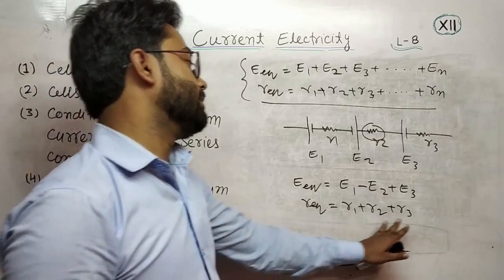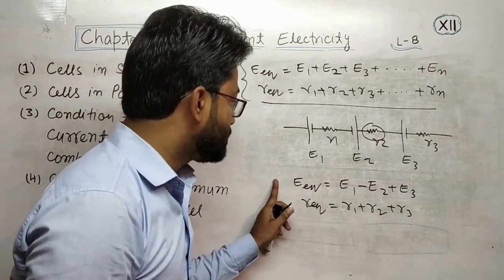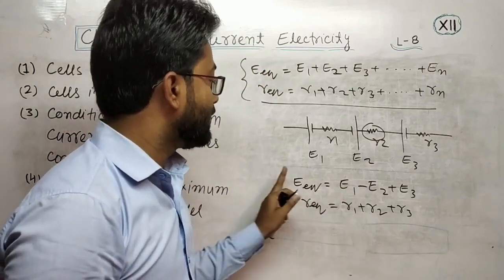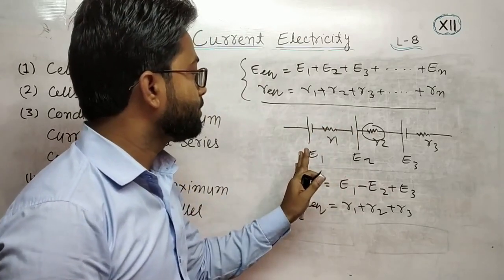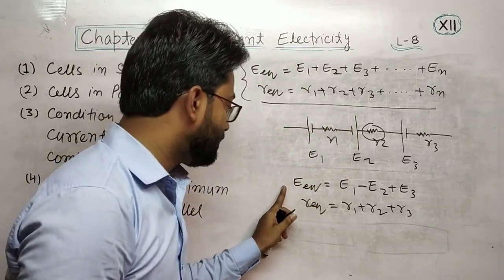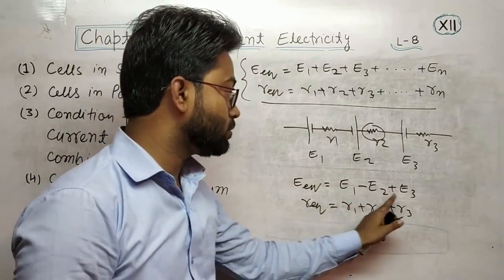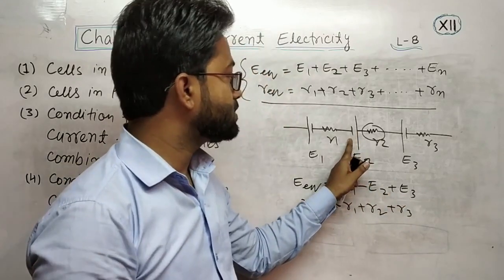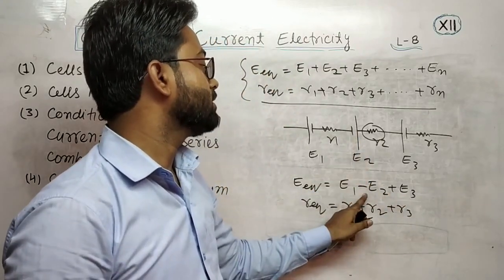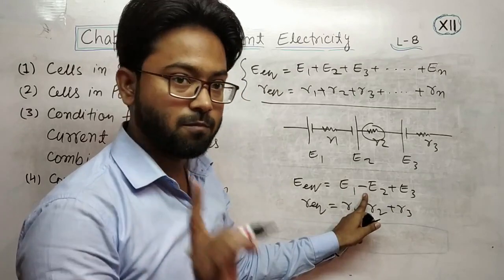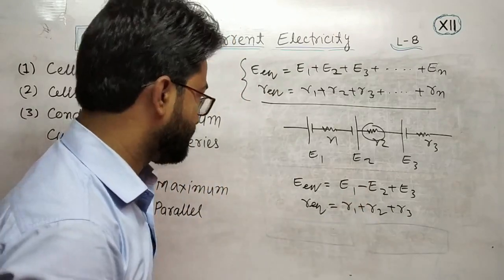Resistance will just add up, and the potential, or we can say the EMF of all the cells, the equivalent EMF, will be equal to the algebraic sum. If a cell is in the opposite sense, then in place of plus we will write minus.